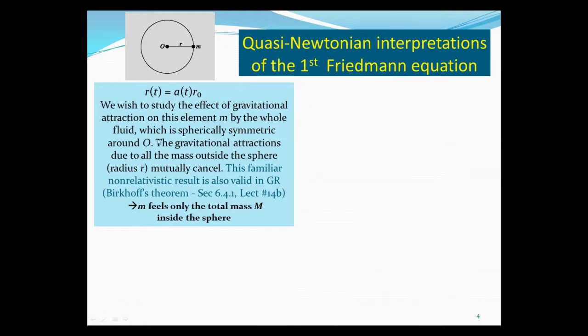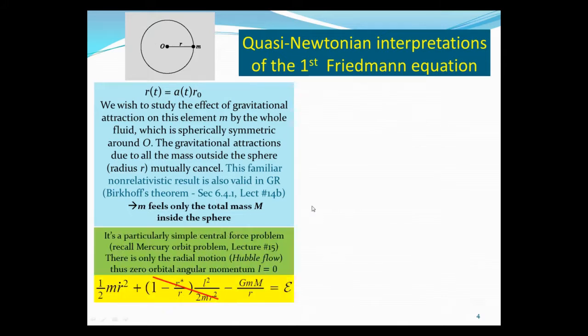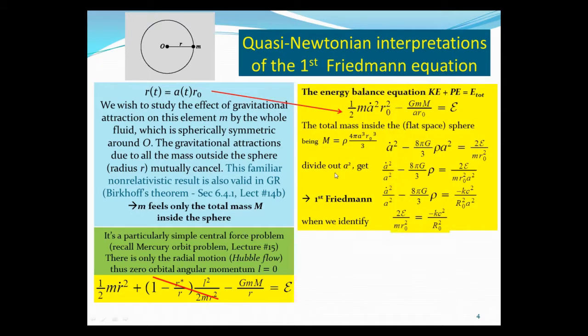So m feels only the total mass M inside the sphere. And this is a particularly simple central force problem, because, remember, we talked about the central force problem when discussing Mercury's orbit in lecture 15. There are only radial motions, the Hubble flow, so the orbiting angle is zero and we don't have to worry about it, so we just cross out a term. So it's really just two terms on the left hand side. This is the energy balance equation: kinetic energy from the radial motion plus potential energy equals total energy.